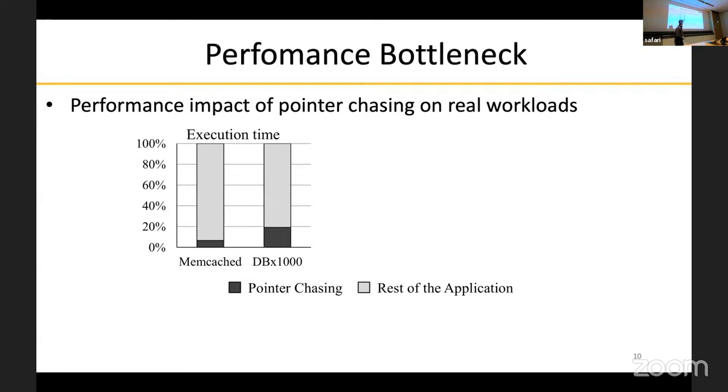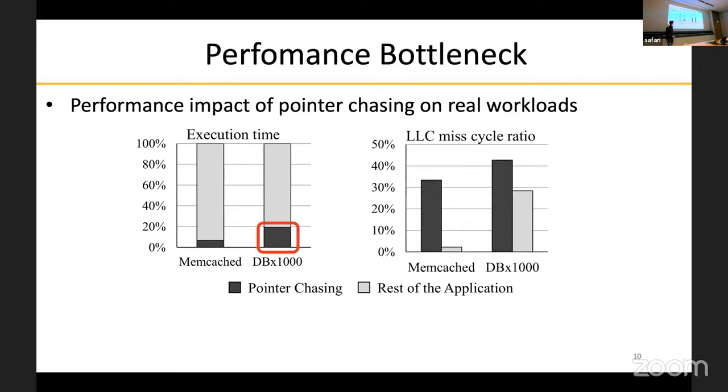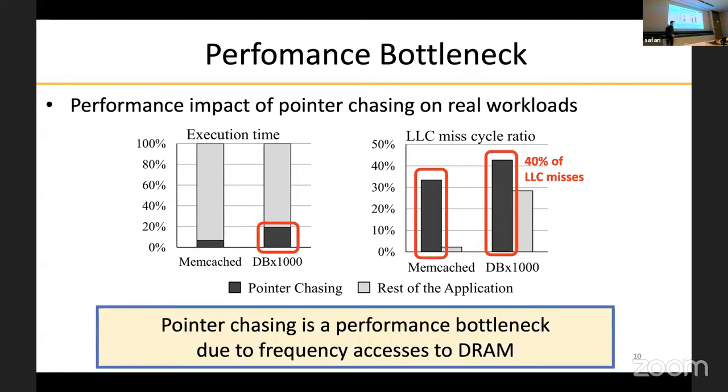This is a graph of the execution time for some databases, the DBx1000 and another application, Memcached, which is also a database type application. As you can see, the pointer chasing is 10 to 20% in those applications, which is quite a large percentage. And also the last level cache miss cycle ratio is quite high, from 30 up to 40%.